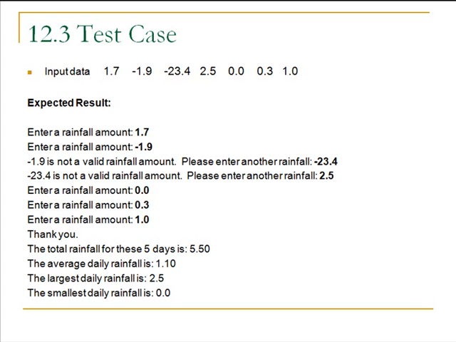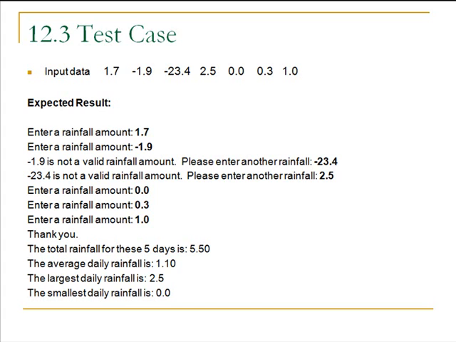It's going to ask for a rainfall value, and if the user enters a negative number, then the program will ask for another one. So that's why, even though we said we're going to use 5 values, there are actually 7 numbers here, because 2 of them won't be used. We're only going to use the positive ones. So after the user has entered the value, this very polite software says thank you, and then it outputs the total rainfall, the average rainfall, the largest daily rainfall, and the smallest daily rainfall.